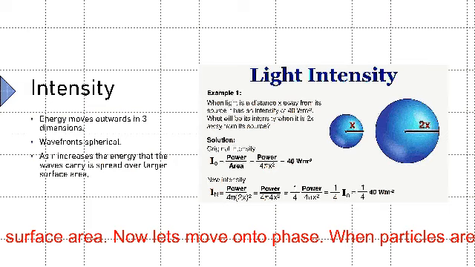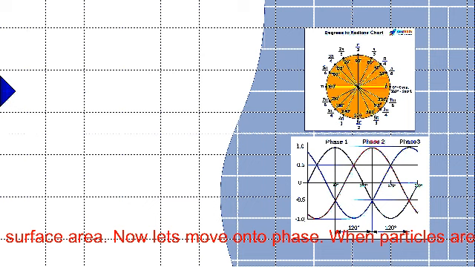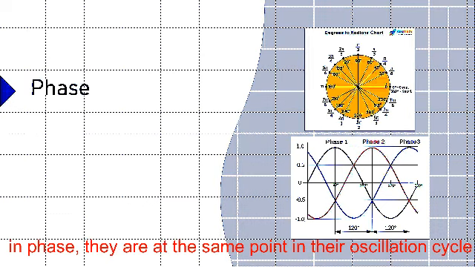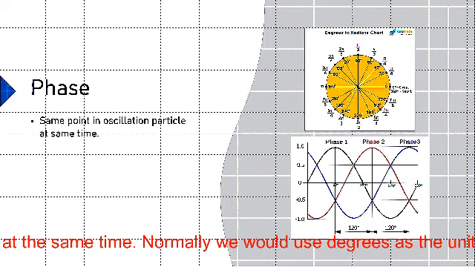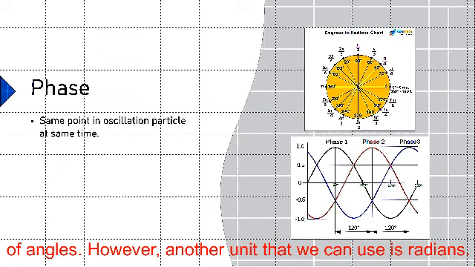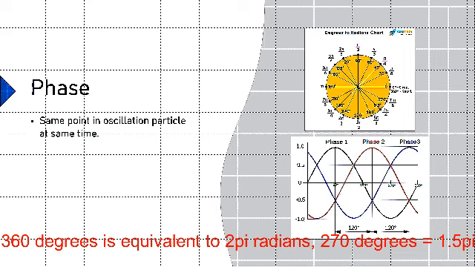Now, let us move on to phase. When particles are in phase, they are at the same point in an oscillation cycle at the same time. Now, normally we would use degrees as the units of angle, correct? However, there are other units that we can use. Another unit that can be used is known as radians. 360 degrees is equivalent to 2 pi radians.